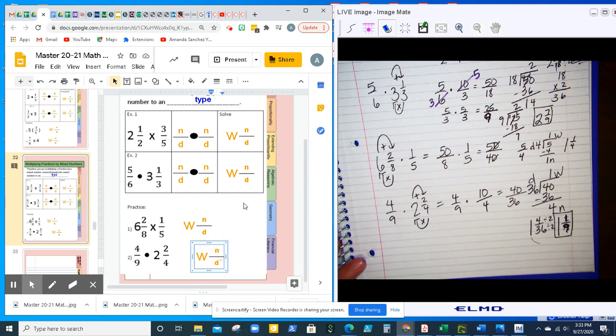Okay, hopefully you found this concept challenging, but yet you're starting to understand it after seeing all the different ways to solve these problems and all the different problems you might see.